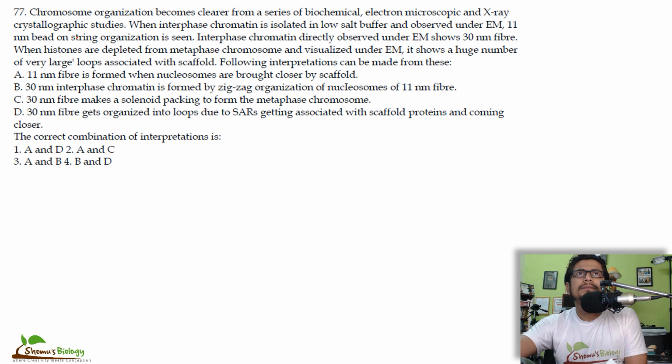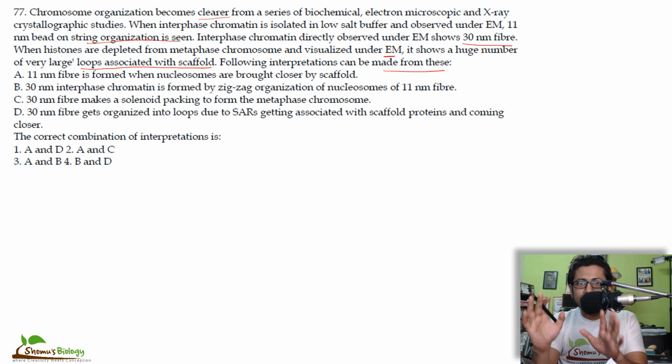Okay, the first one: chromosome organization becomes clearer from a series of biochemical, electron microscopic and X-ray crystallographic studies. When interphase chromatin is isolated in low salt buffer and observed under electron microscope, 11 nanometer bead on string organization is seen. Interphase chromatin directly observed under EM shows 30 nanometer fiber. When histones are depleted from the metaphase chromosome and visualized under electron microscope, it shows a huge number of very large loops associated with scaffold. The following interpretation can be made from this.